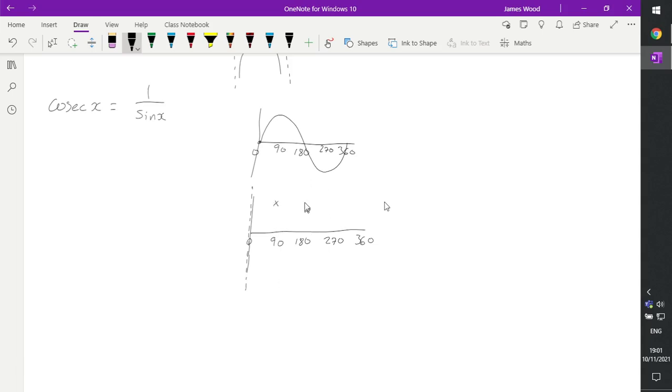At 180, it's 0, so you get another asymptote. At 270, it's minus 1. And at 360, it's 0, so we get another asymptote there. And in terms of the shape, it's going to match the graph of sec x as well. But let's just think about it again. We're increasing in value here, so we're doing 1 over something bigger and bigger and bigger.